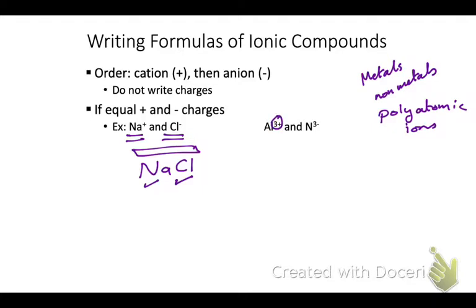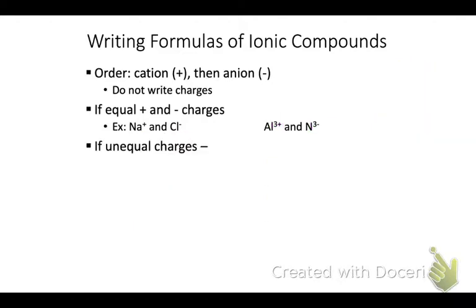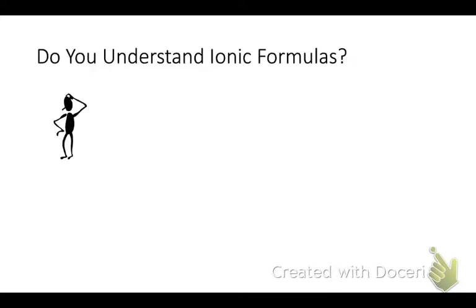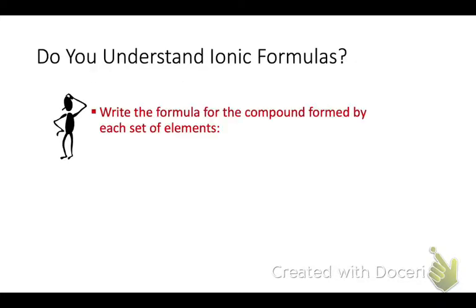Aluminum has a +3. Nitride has a -3. The charges are balanced by having 1 aluminum cation with 1 nitride anion. So this is the formula of aluminum nitride. If the charges are not equal, then you do have to balance the charges and reduce the subscript to the lowest whole number, except with peroxide and mercury. We will talk about that in a specific example. So now let's work on the following compounds together.